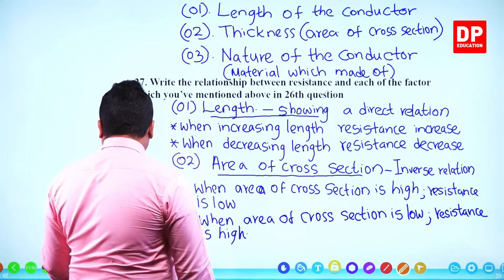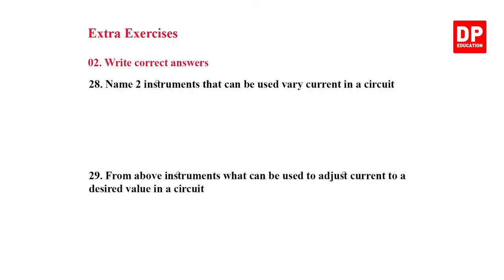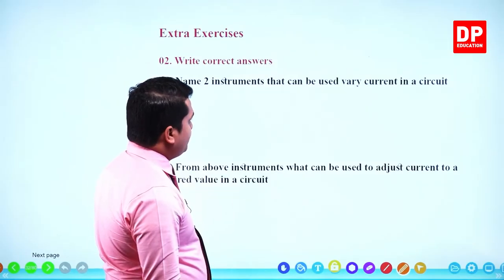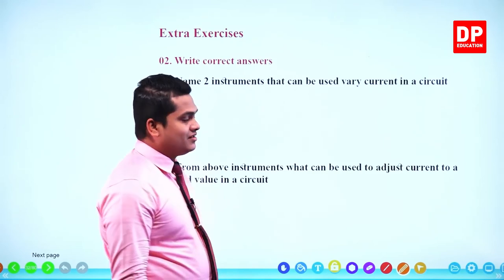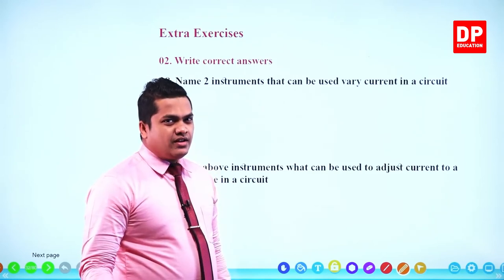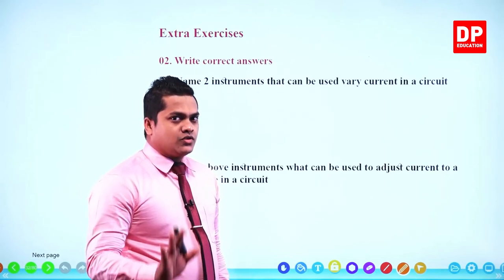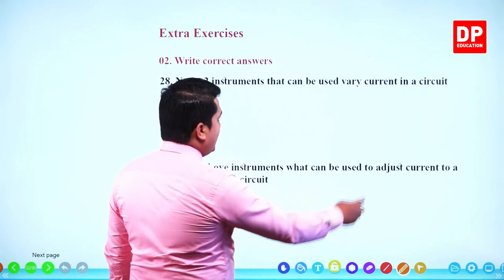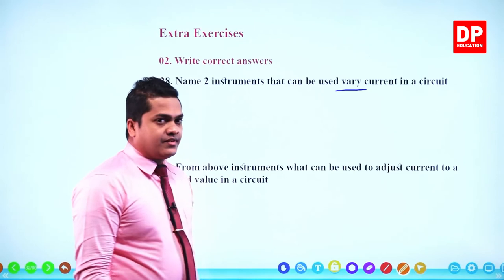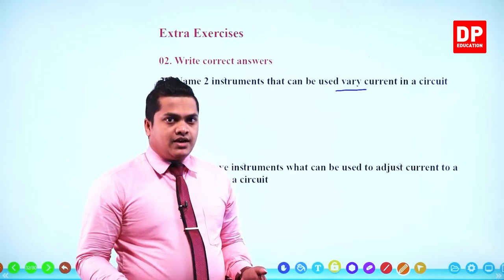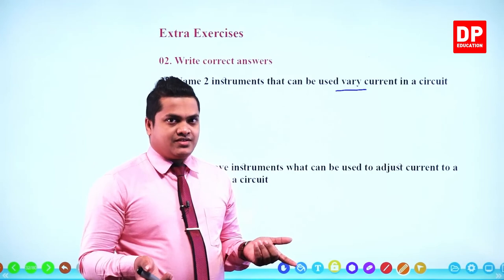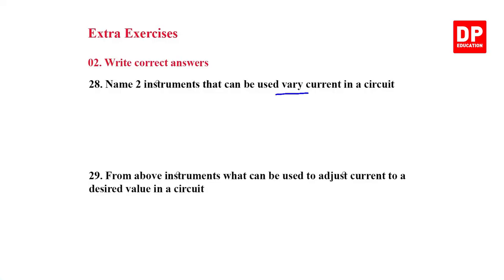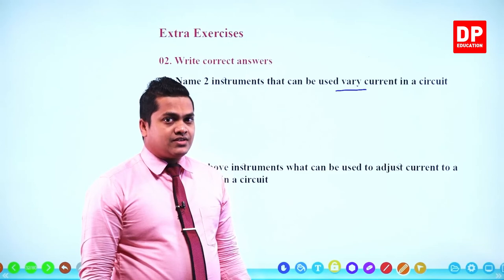Then, name two instruments that can be used to vary current in a circuit. Really simple, right? It's varying the current in a circuit. So don't write switches. We can't write switches. Why is that? Varying means changing. So in order to change the current, we have to use variable resistors. You can't write even permanent resistors, right? We have to use variable resistors.